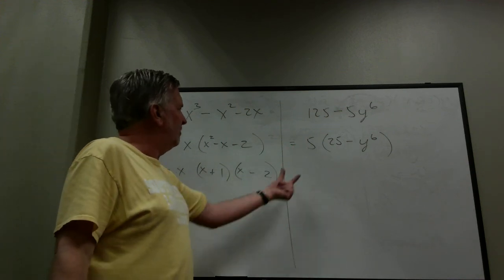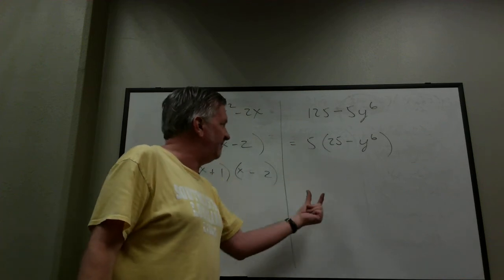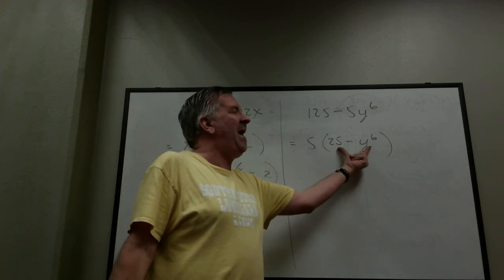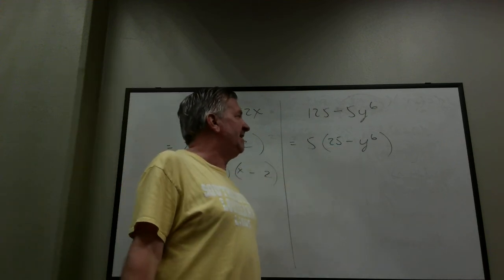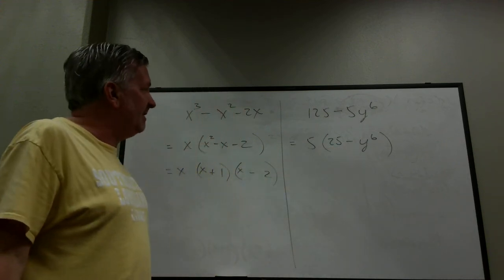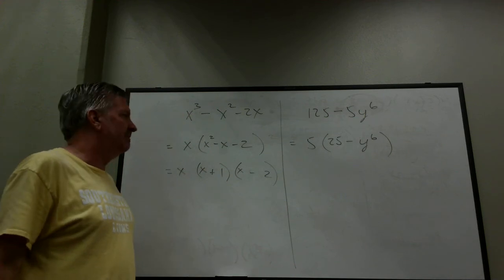Okay, now the 5, we're done with the 5. We'll just keep writing 5. Now what do we have here? Here we have a binomial, and it's a difference. So is it a difference of cubes? Is it a difference of squares?